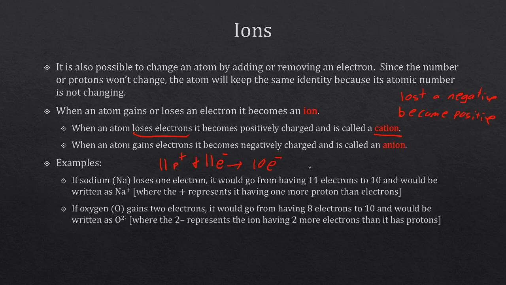And what we would do is we would write it became positively charged. So we would write it as Na+, because this plus represents the fact that there is a +1 charge on it. On the other hand, let's take oxygen.